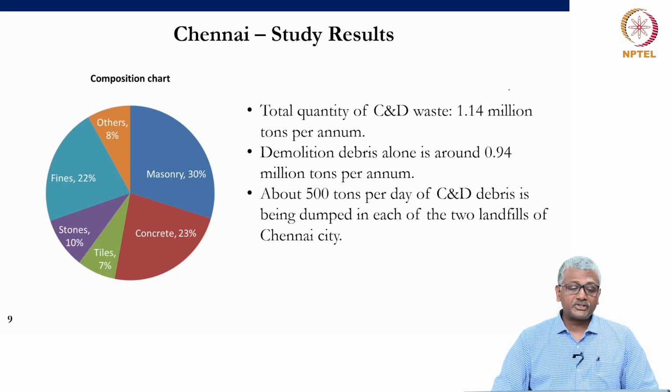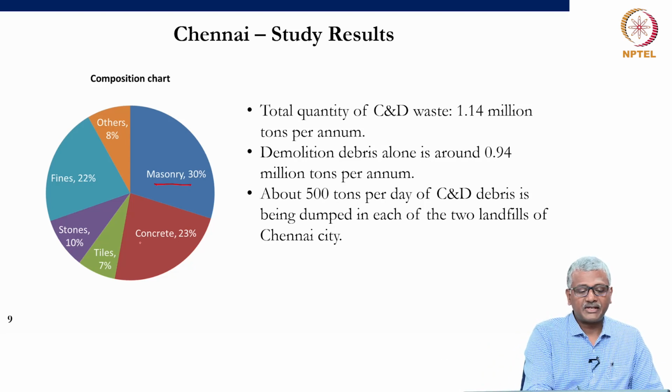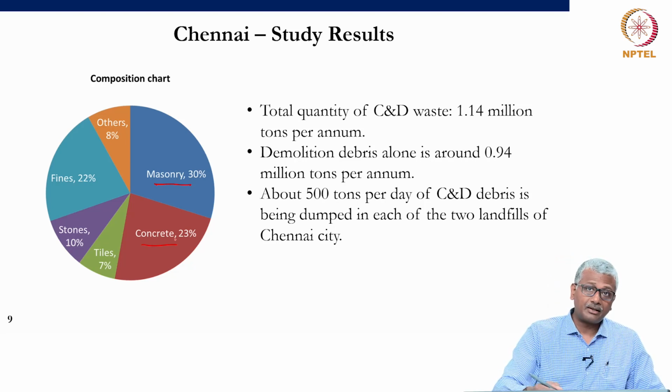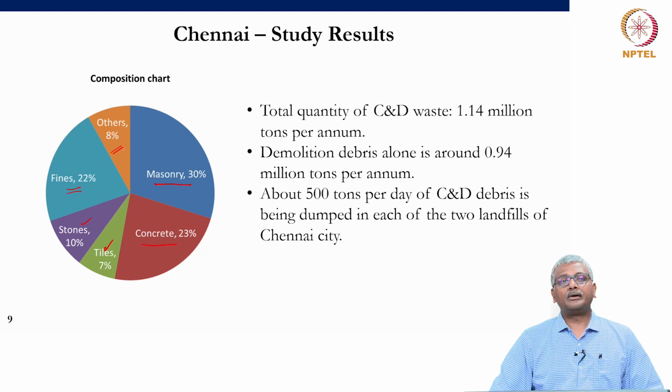Interestingly, if you look at the composition, as I had talked about earlier, most of the waste is masonry and concrete waste. More than 50% of the waste is actually masonry and concrete. Of course, apart from this, you still have material that could find its way into construction like tiles, stones, right. There are fine materials which could be a mixed type of waste, and other things which are collected from your construction and demolition waste.